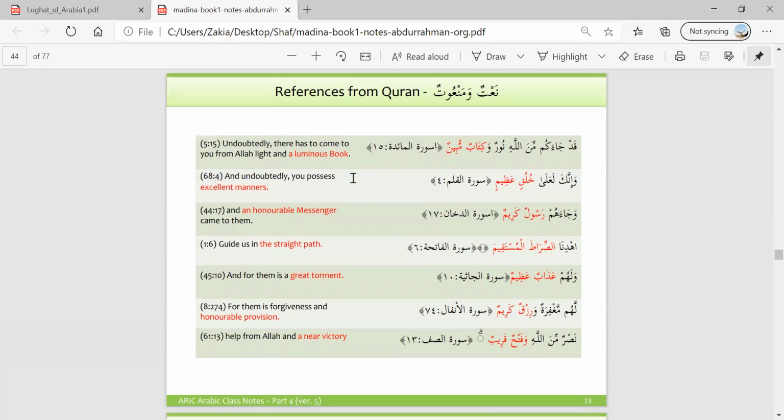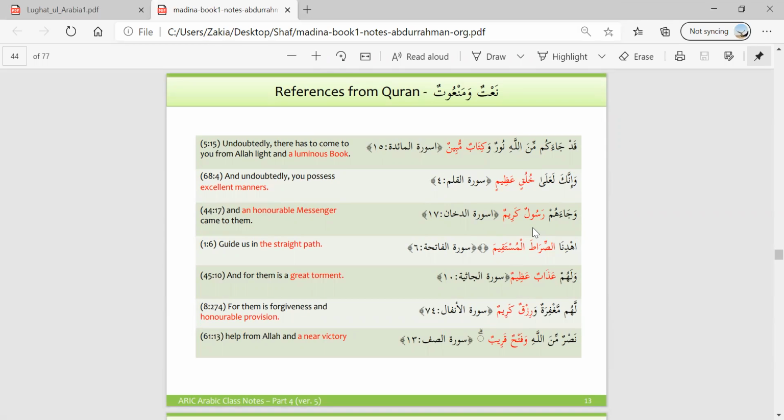You have some examples here in the Quran. A luminous book, kitabun mubinun, khuluqin adhimin, rasulun karimun. You see how they're matching. All of them have double voweling. So here you've got qasra, and then here you have qasratain as well.